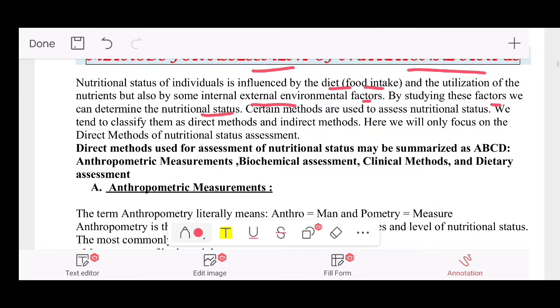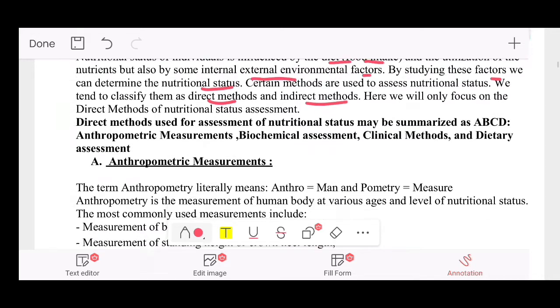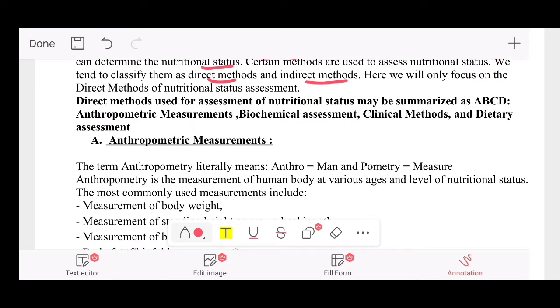We tend to classify them as direct methods and indirect methods. So there are two methods: one is the direct method, one is the indirect method. Here we will only focus on the direct methods of nutritional assessment. So in this chapter we will see only the direct methods.